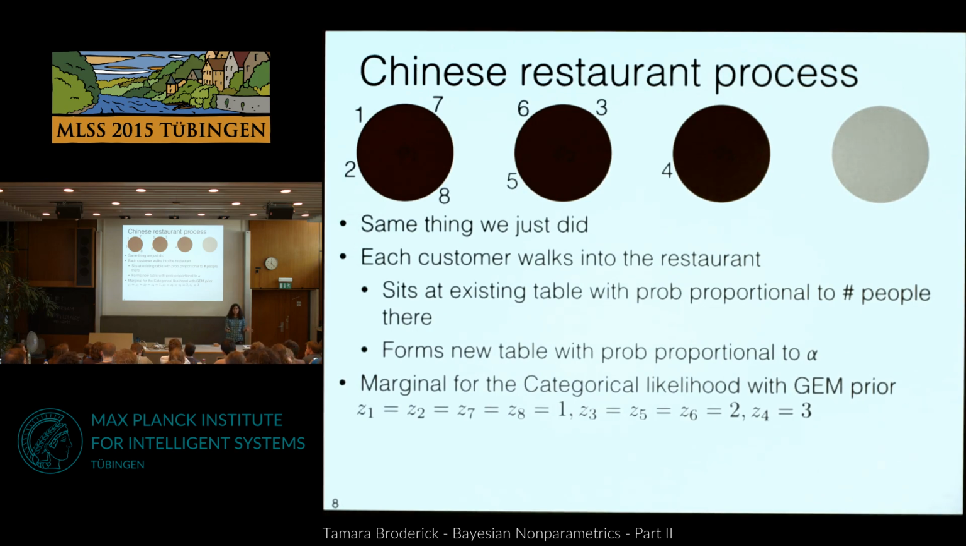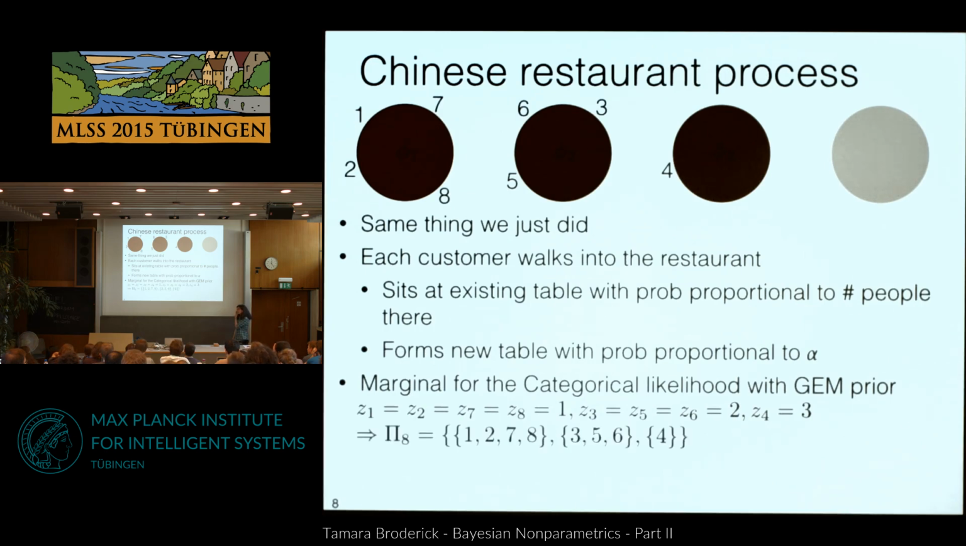And nothing would have changed if we said that all of these points were in cluster 2 and all of these points were in cluster 1. It would be exactly the same clustering, right? So here we could say that Z1, Z2, Z7, Z8 equals 1, Z3, Z5, Z6 equals 2 based on which tables they belong to. But we could have equally said that Z1, Z2, Z7, Z8 equals 2, and that these equal 1. There's nothing special about the ordering here.